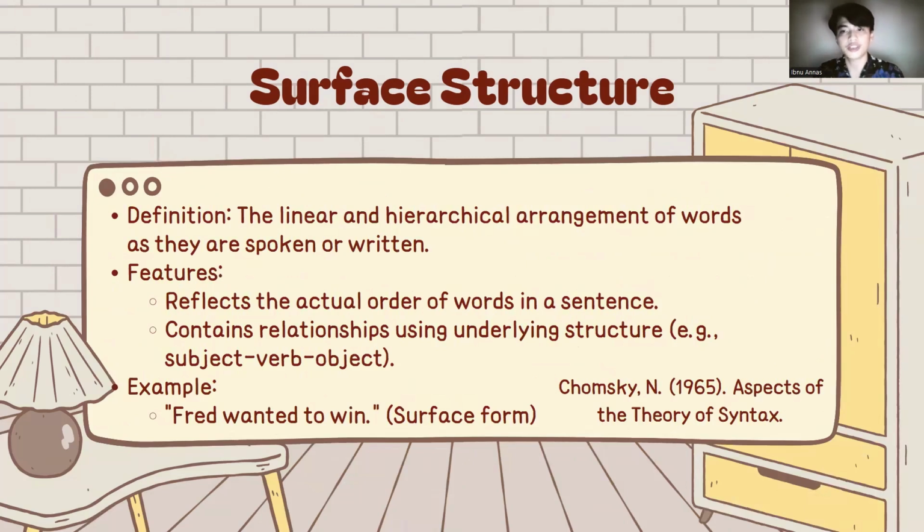Okay, for surface structure, let me give you an example from the slide. Fred wanted to win. This is a surface structure. It shows a hierarchical structure, like which part of the sentence is the subject, which is the verb, etc. So the definition is the linear and hierarchical arrangement of words as they are spoken or written. It reflects the actual order of words and contains relationships like subject with verb and with the object.